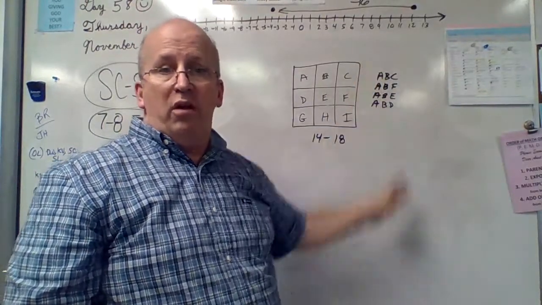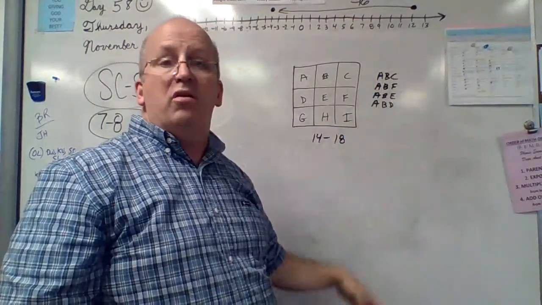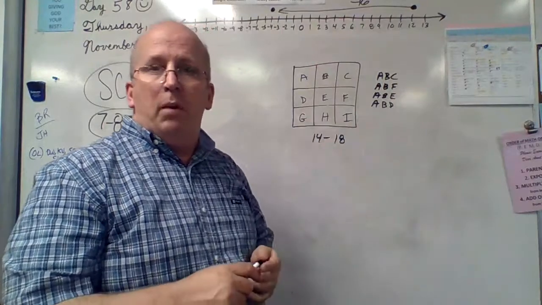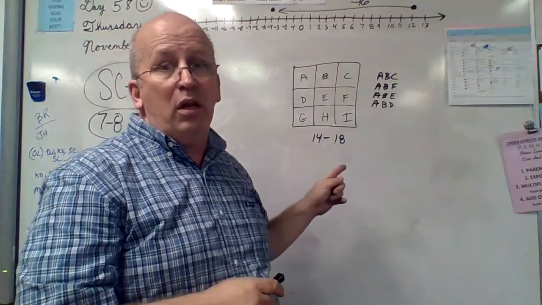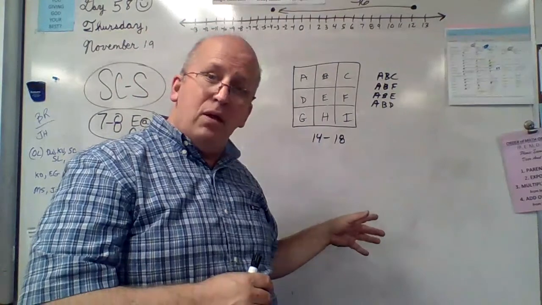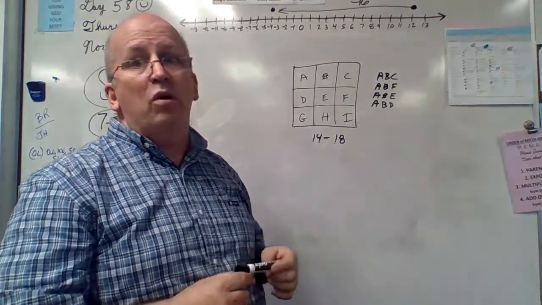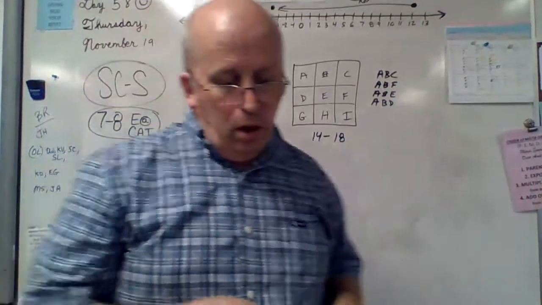If there's 14 ways, you list 14 ways. If there's 15, you list 15, and so on. But I'm telling you, there's at least 14, and there might be as many as 18. It's somewhere in between 14 and 18. Let's go on to number six.